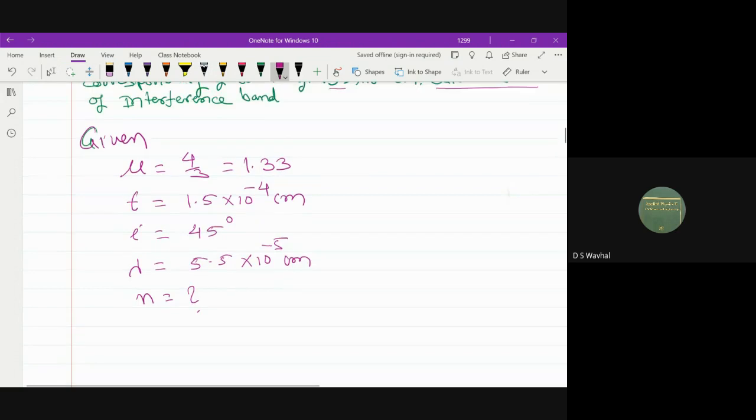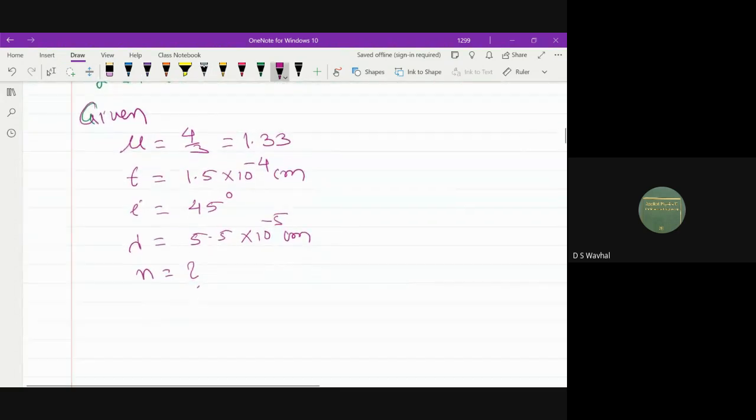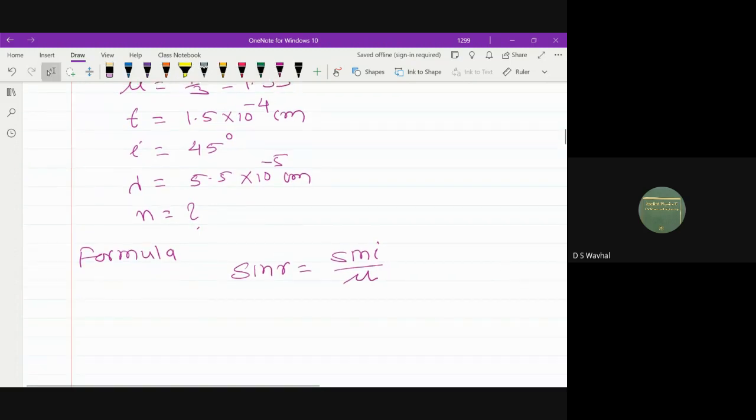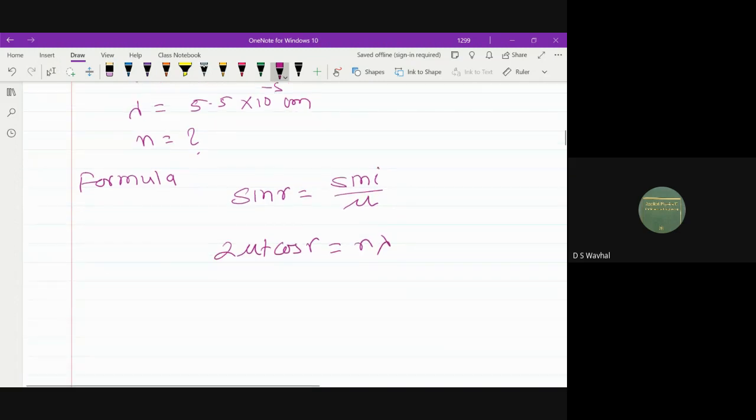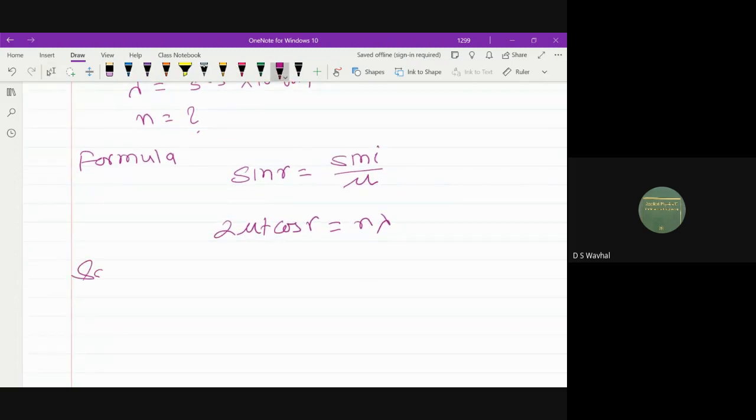So initially the angle of incidence is given. So first we have to find the angle of refraction. For that we are going to use sin r equals sin i by mu to get r, and then the destructive condition in the reflected light is 2 mu t cos r equals n lambda. So these two formulas we are going to use. Then let's go to the solution.